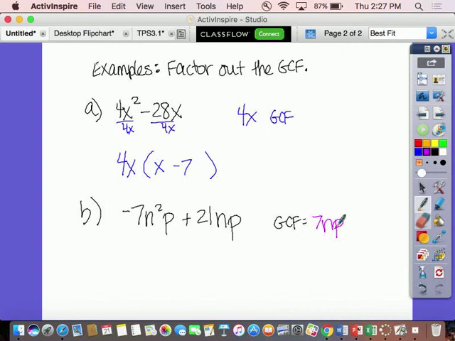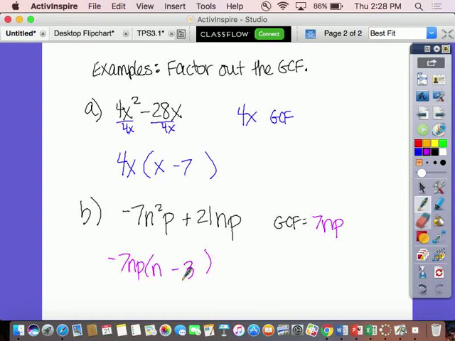But if you remember the little note that we made under GCF, if the first term is negative, we factor out a negative with the GCF. So we're going to factor out a negative 7np when we do this. So you write your GCF on the outside, and then you put your parentheses opened up to get the other factor. What do I have to multiply negative 7np by to get this term? It just needs an n. What do I have to multiply negative 7np by to get a positive 21np?